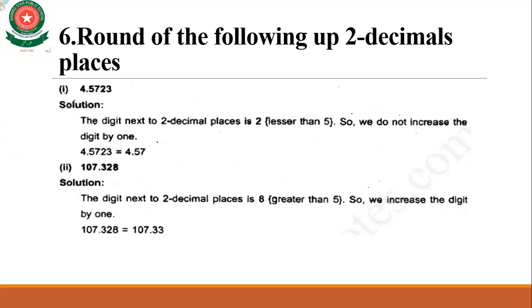Now question number 6, round off the following up to two decimal places. Part number 1 is 4.5723. Here we just have to write two numbers after the decimal point and remove all the other digits. So the digit next to two decimal places is 2, which is less than 5. So we do not increase the digit by 1. Then 4.5723 is equal to 4.57.